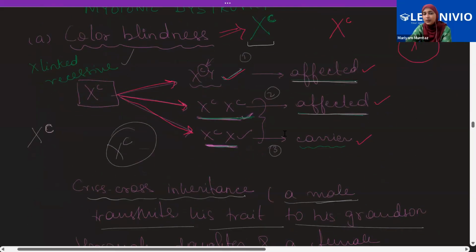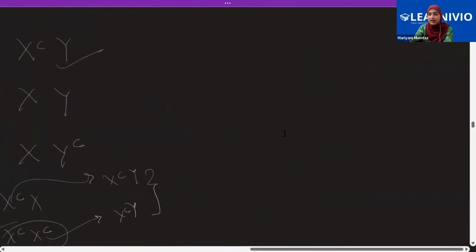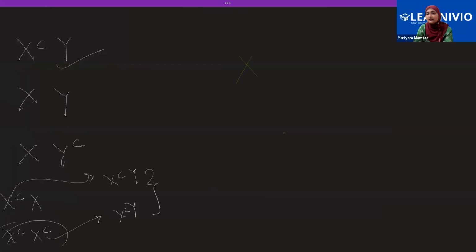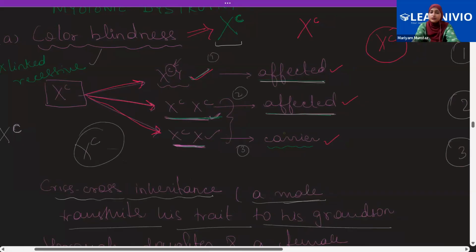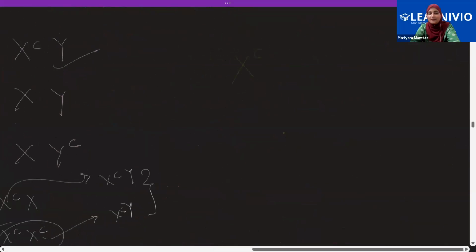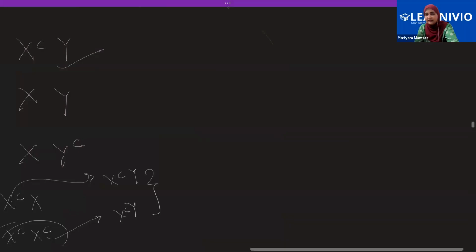Now see, the first one whose inheritance we will study is color blindness. Color blindness is an X-linked recessive disorder, right? So this is an X chromosome, and the gene it will be carrying is C. C refers to color blindness. What is the nature of color blindness? It is X-linked recessive, right? Do people understand this term?